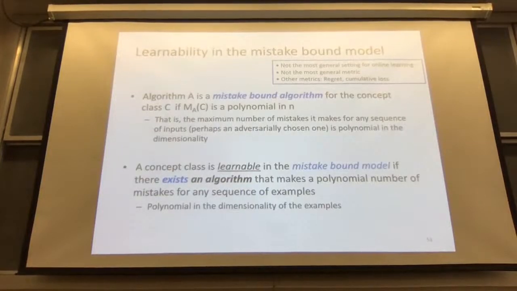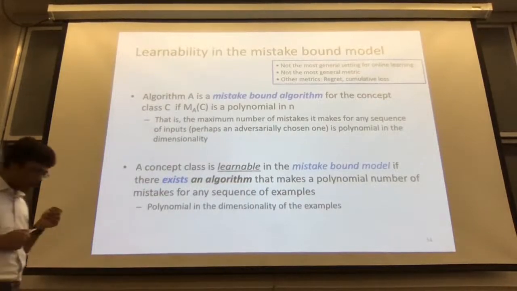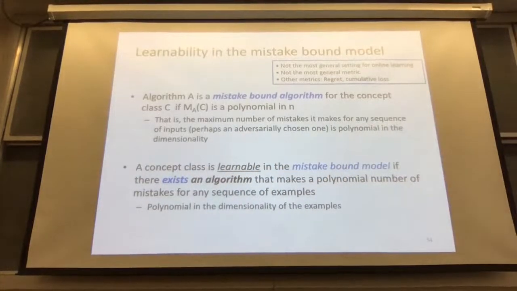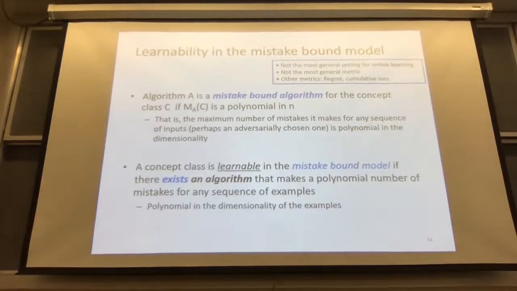So going back to the mistake bound algorithm, a mistake bound algorithm is one that stops making mistakes, where the number of mistakes it can make, for the worst possible concept and the worst possible sequence, is only polynomial in the dimensionality. This is a property of an algorithm and the concept class. We can now ask, for a new concept class that you encounter, like the one you will encounter in your homework: does there exist a mistake bound algorithm?